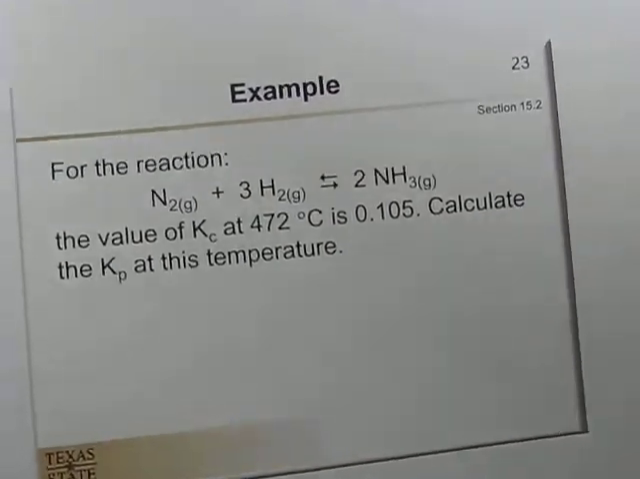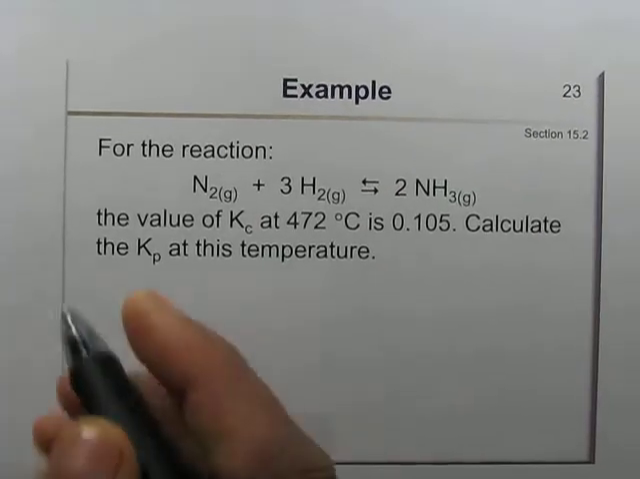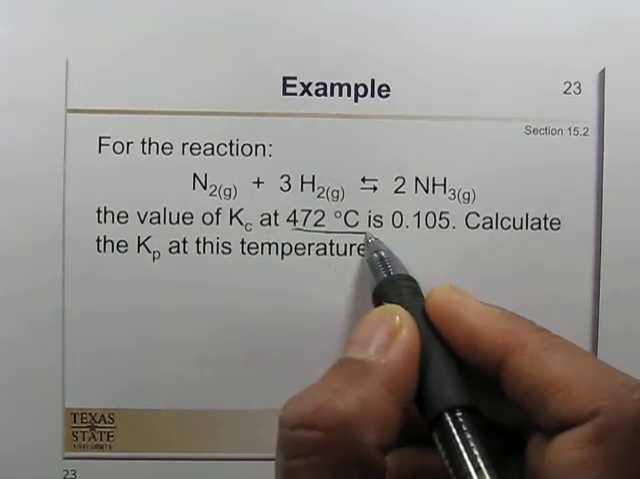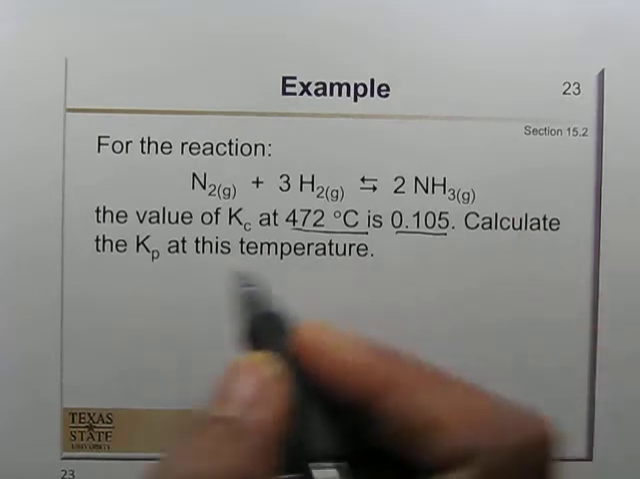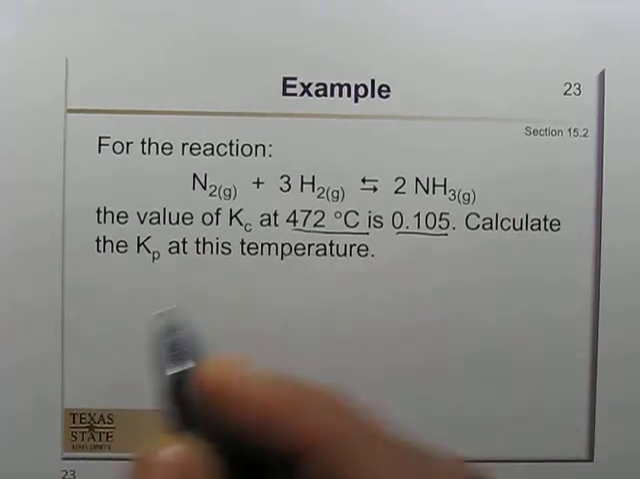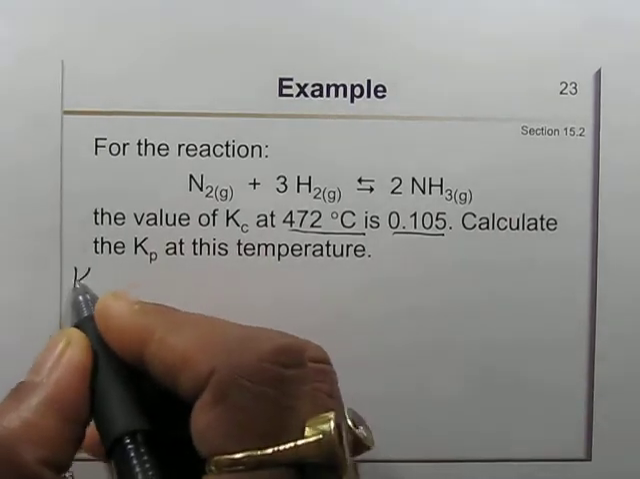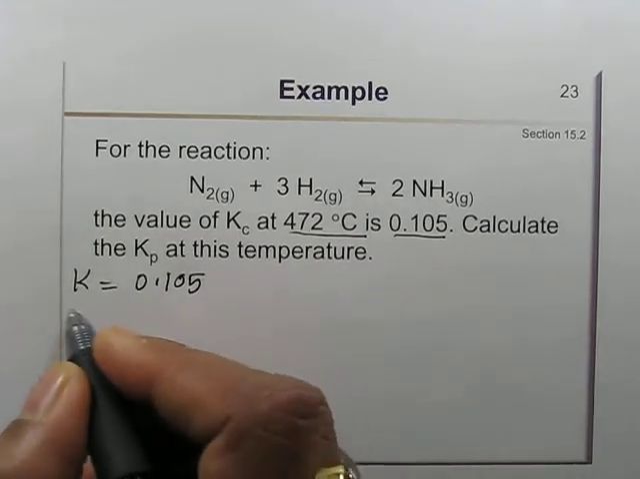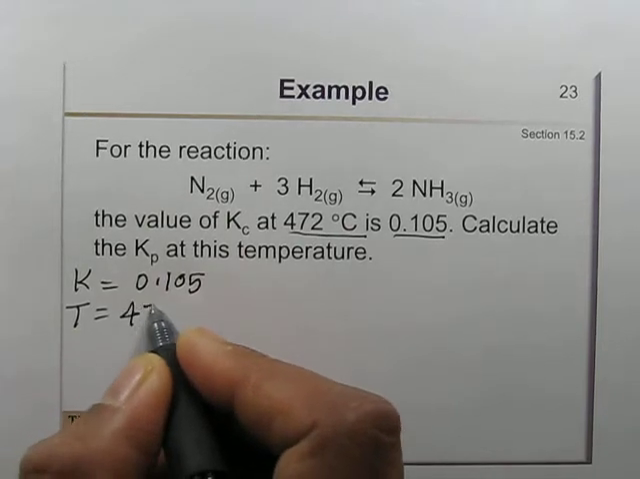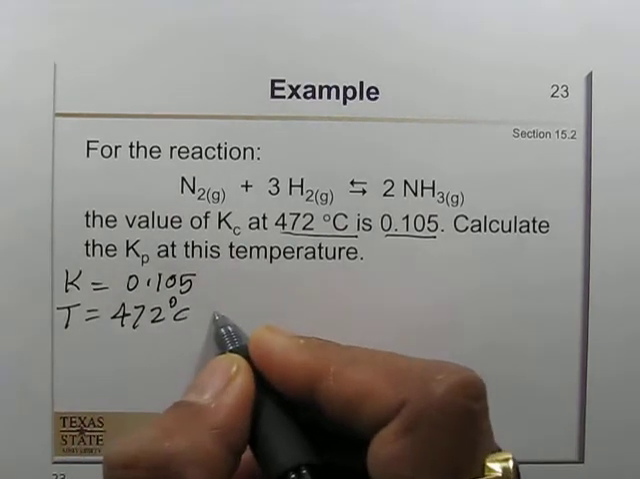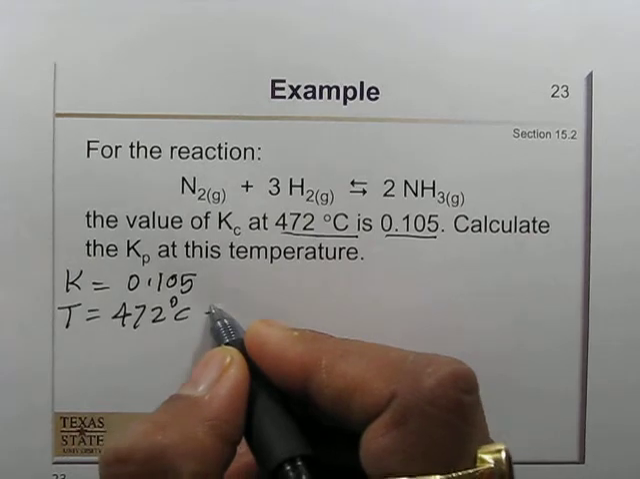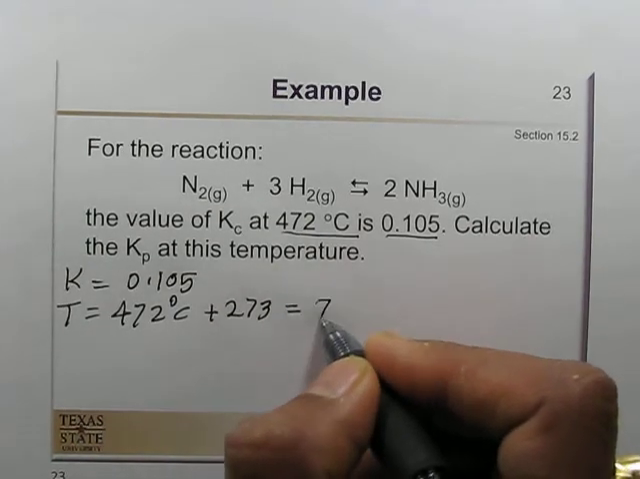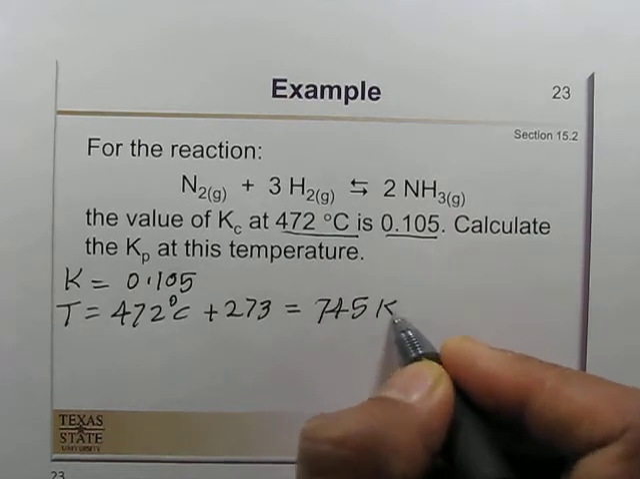For an example, in this reaction, the value of Kc at 472 degrees Celsius is this much. Calculate the Kp at this temperature. Okay, so Kc is given, which is 0.105, and temperature is given as 472 degrees Celsius, which we need to convert into Kelvin. So we can add 273, that will be equal to 745 Kelvin.